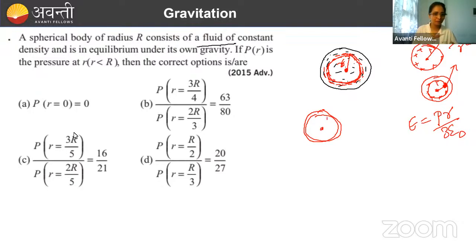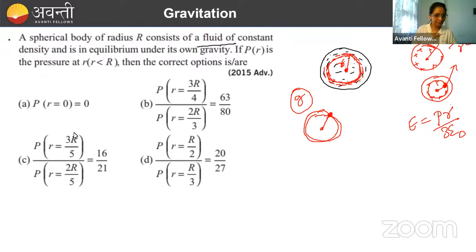Because of mass, gravitational force will act, and because of pressure. Done. So gravitational force, if you are going to write, what will be the gravitational force value on this strip? So we will calculate the value of small g here. So what will be the value of small g here? We will be writing a formula.